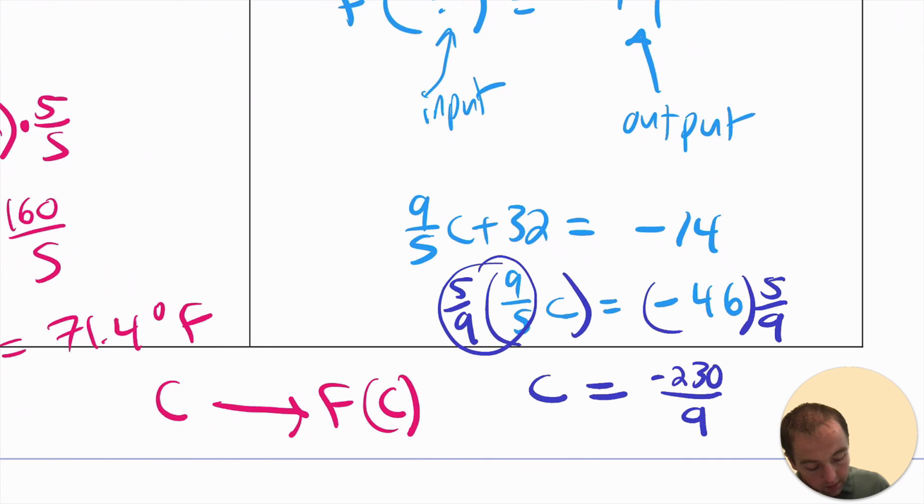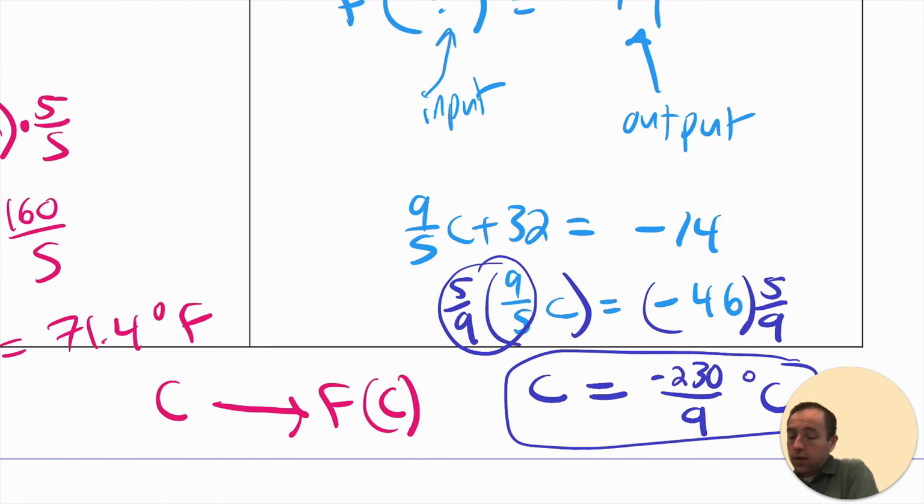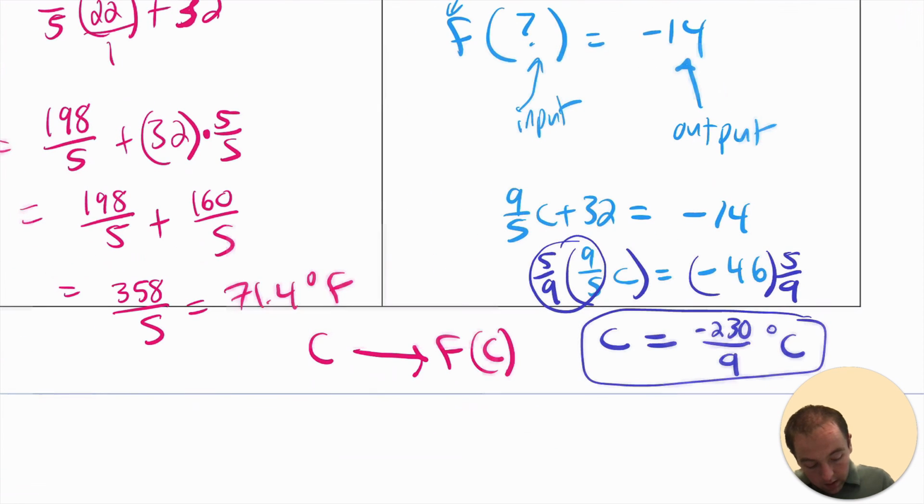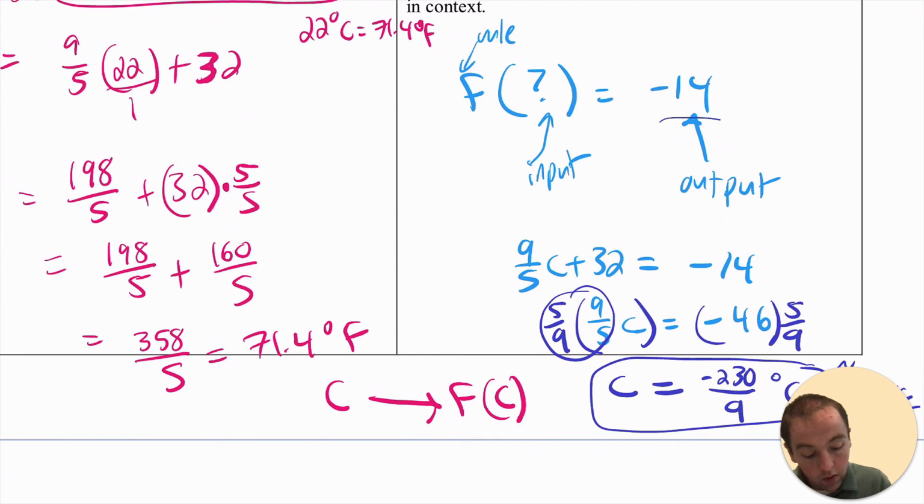on that particular side. And so that right there is going to correspond to the degrees in Celsius. -239 is approximately -25.5 degrees Celsius. So it's really just saying that when it's about -25.5 degrees Celsius, that's corresponding to when it's -14 degrees Fahrenheit outside.